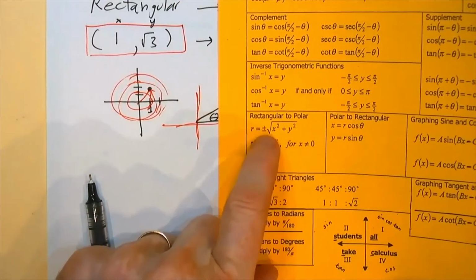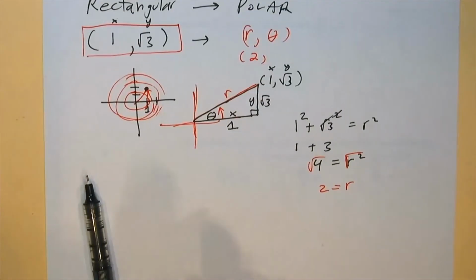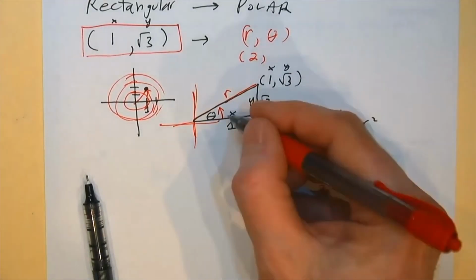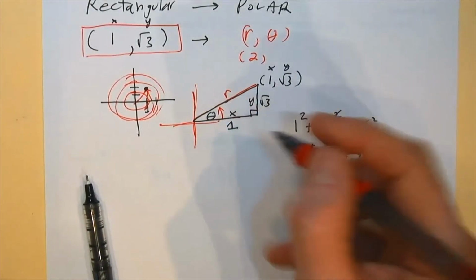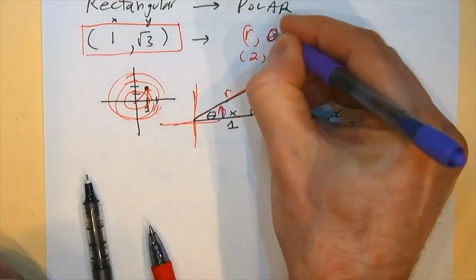That's why on your sheet it says x squared plus y squared and take the square root, plus or minus, just in case somehow you were doing a backward angle or something. Okay, so we got that. Now we need the angle. Oh, wait, that's basic SOHCAHTOA. What is the angle? I need to find the angle.